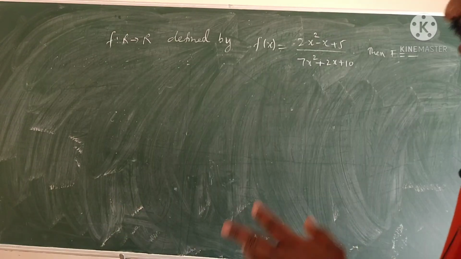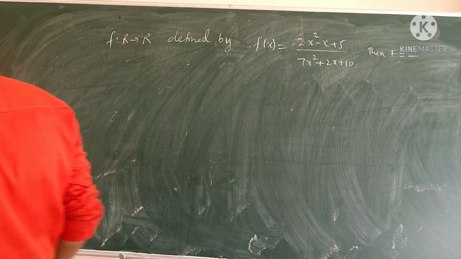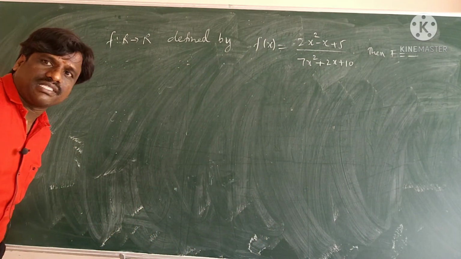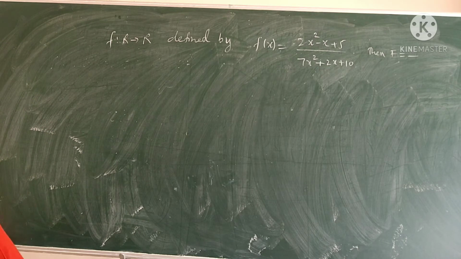See the question: f from R to R defined by f of x is equal to 2x square minus x plus 5 upon 7x square plus 2x plus 10. Is this function one-one or not one-one? Fast.